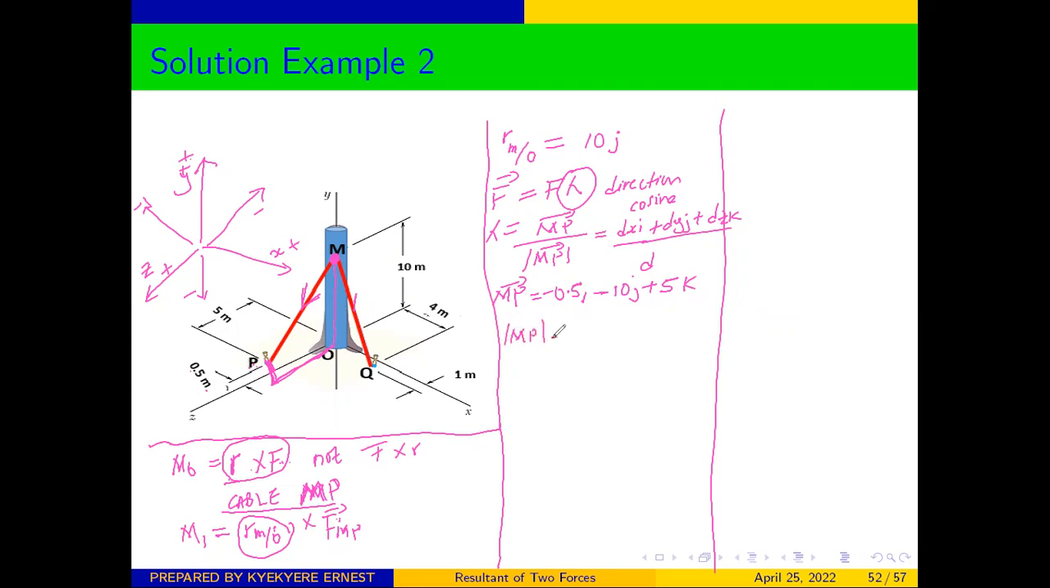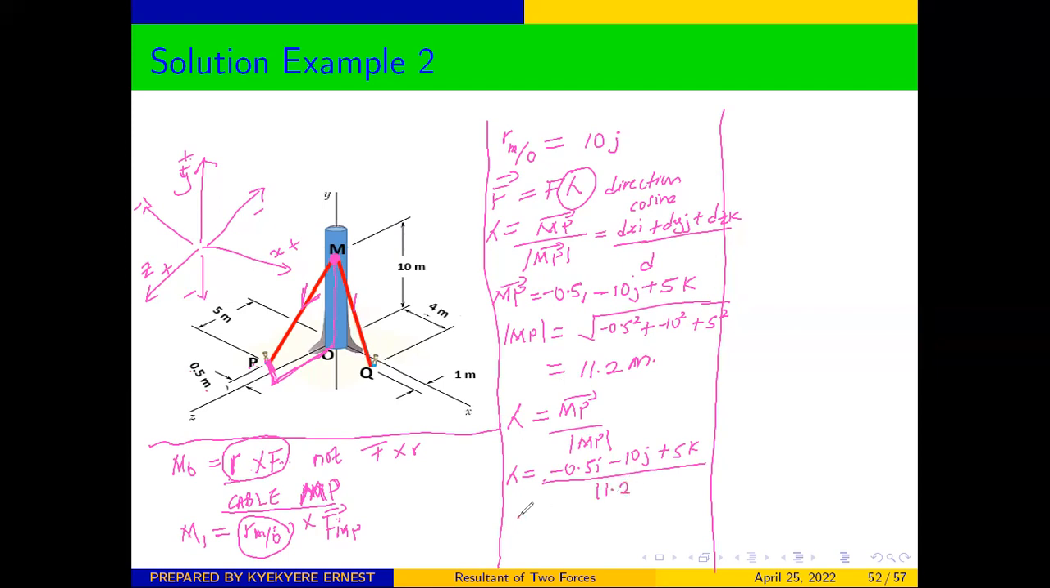Then once you have gotten this, the next step is to find the magnitude of MP. So the magnitude of MP will be equal to the square root of negative 0.5 squared plus negative 10 squared plus 5 squared. Good. And from here, we can get the magnitude of MP to be 11.2 meters. So from here we can get our lambda. Our lambda will be equal to our MP vector all over the magnitude of MP, which is negative 0.5I minus 10J plus 5K all over 11.2.